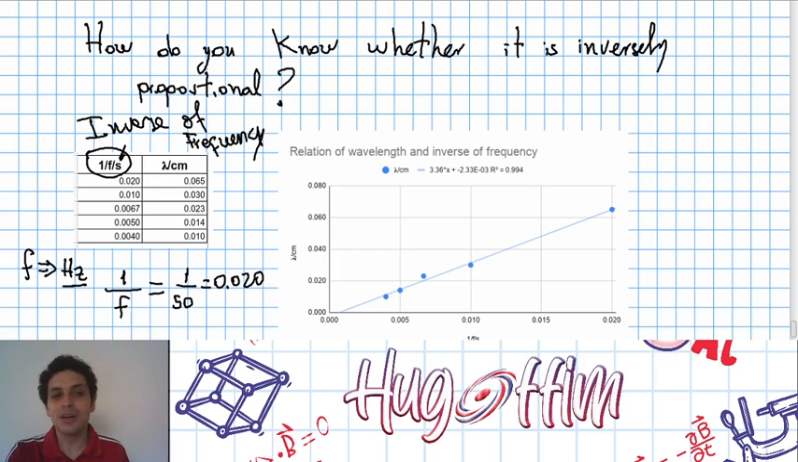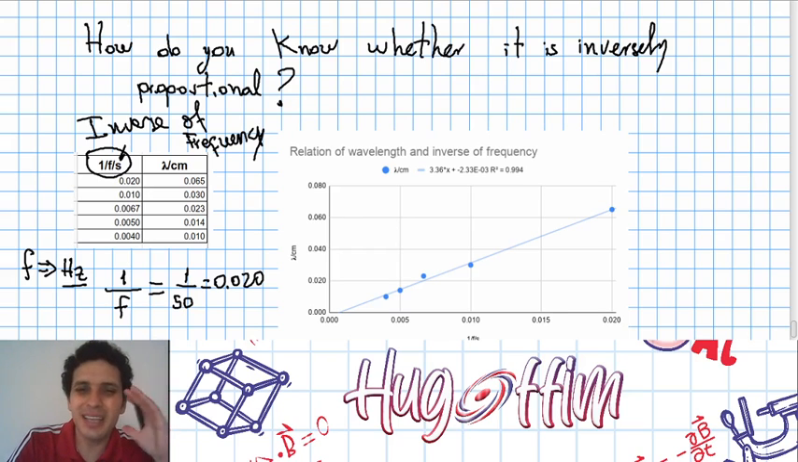So the inverse of hertz will be seconds. Okay, but again, you don't need to understand this thing of units so far. Just bear in mind the idea of inversely proportional trend and you will be fine.